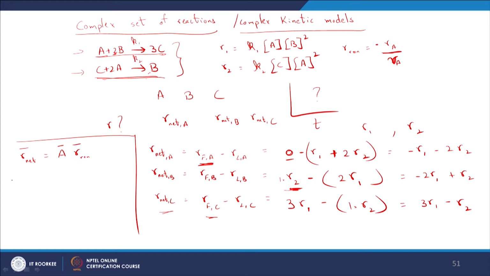So what will R net be now? The matrix that has R net of A, R net of B, and R net of C. And what is that going to be equal to? You are going to have the relevant coefficients here, and what are they? Minus 1 and minus 2, and what do we have here? Minus 2 and plus 1, and here we have 3 and minus 1, right? And here we are going to have your R1 and R2, right?